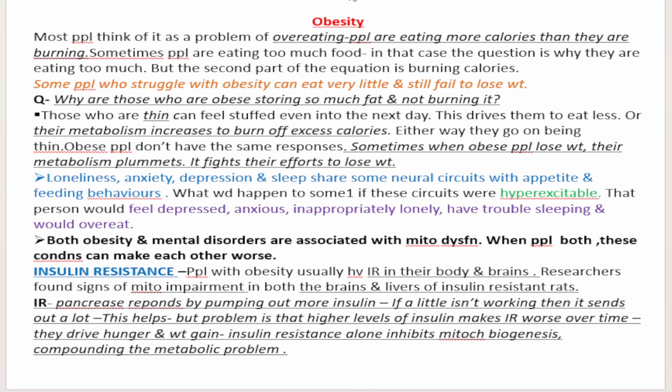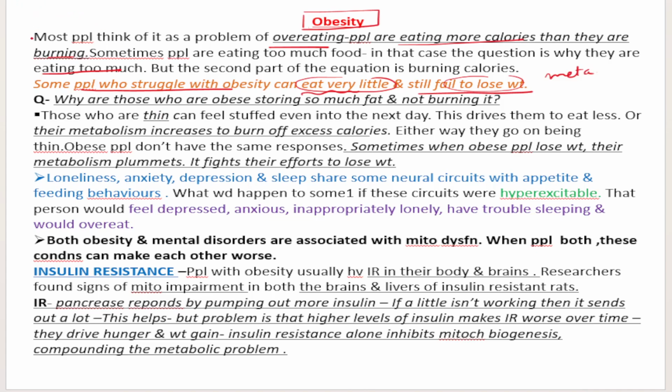Now we come to obesity, which is a major metabolic problem. Now, most people think that it is a problem of overeating. That means people are eating more calories than they are burning. Then the question is, why are the people eating too much? Now, some people who struggle with obesity can eat very little and still fail to lose weight. They are eating very little but still they are not losing weight. This is due to the metabolism.